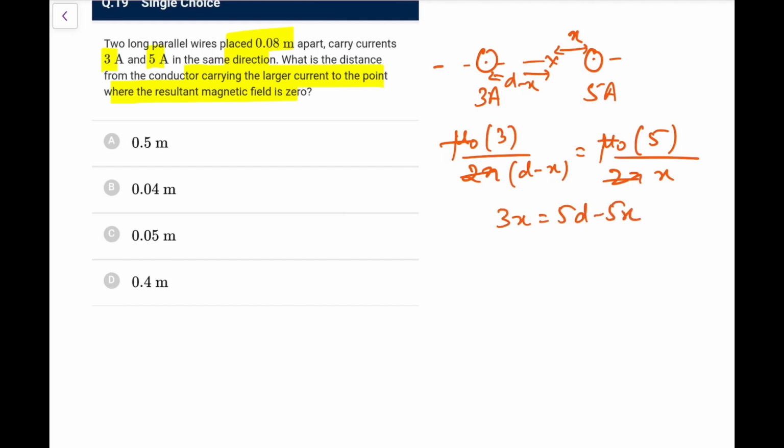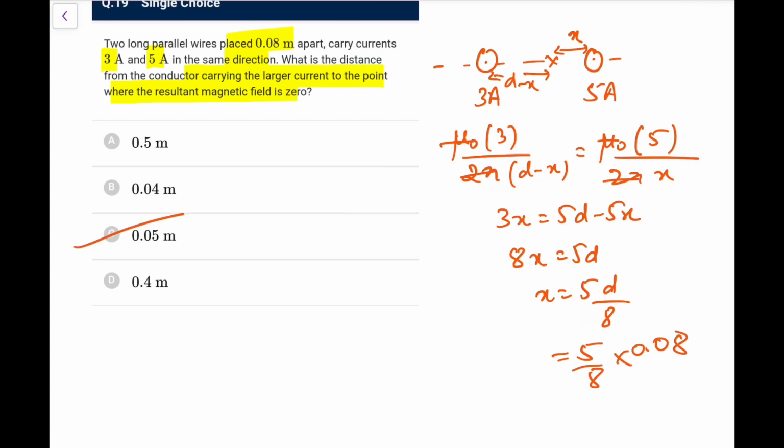Because you know x is less than d, I can directly write this. So what we have, 8x is 5d, so x is equal to 5d by 8. And what is d? d is 0.08, so it comes out as 0.05 meter. So go for option C, that is the appropriate one here.